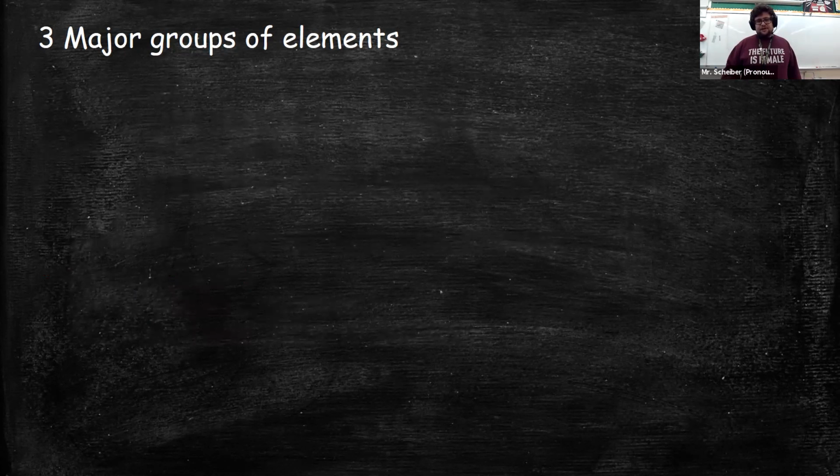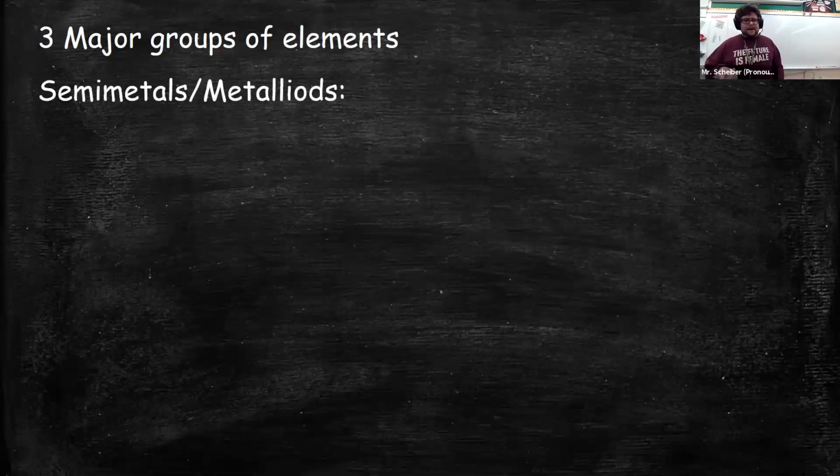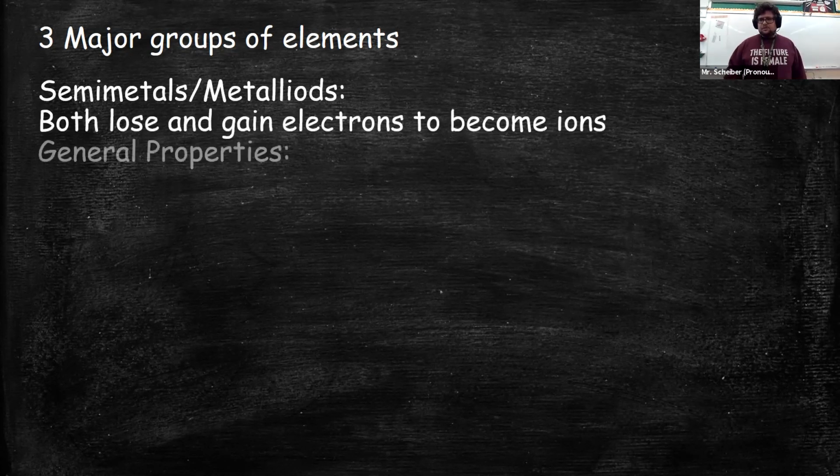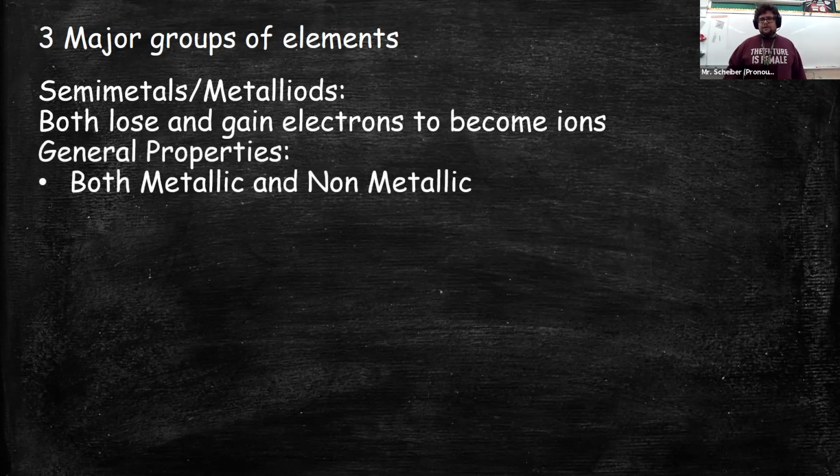Third major category of elements, and this is the confusing one. It actually has 2 names. They're called semi-metals or metalloids. And the reason we call them that is because they have properties that are both metallic and non-metallic. They both lose and gain electrons. Now, here's the thing. It's not like they're half and half. It's actually more like they're on a spectrum, in that some elements are more metallic, some elements are less metallic in the semi-metals, but they're super important.